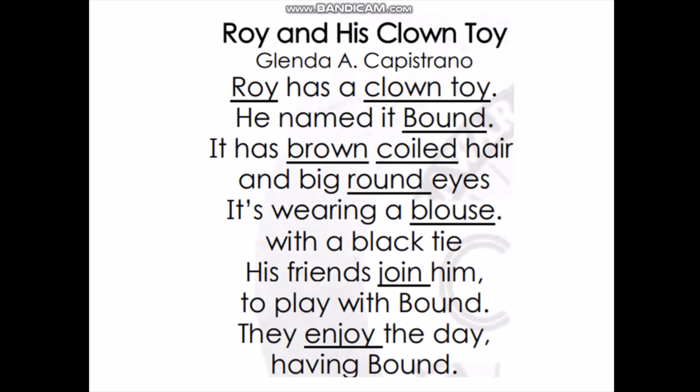So I'm going to read this first and afterwards you are going to read it, okay? So, Roy and His Clown Toy. This is a poem by Glenda A. Capistrano. So Roy has a clown toy. He named it Bound. It has brown coiled hair and big round eyes. It's wearing a blouse with a black tie. His friends join him to play with Bound. They enjoy the day having Bound. So now your turn to read.